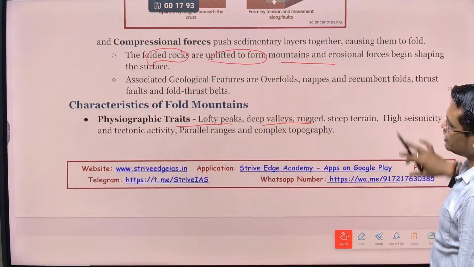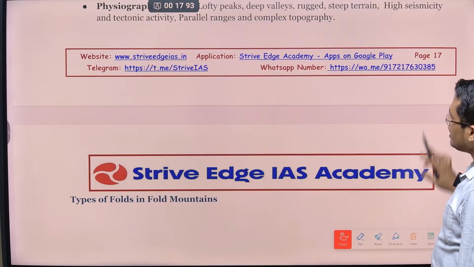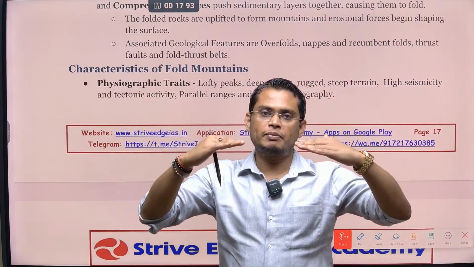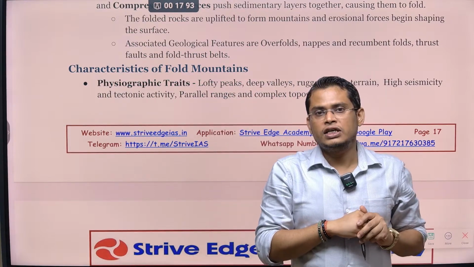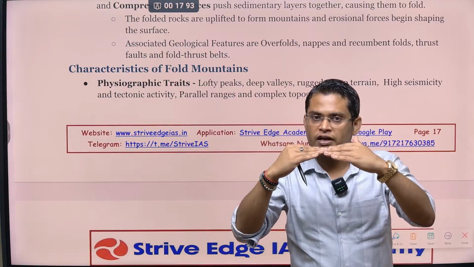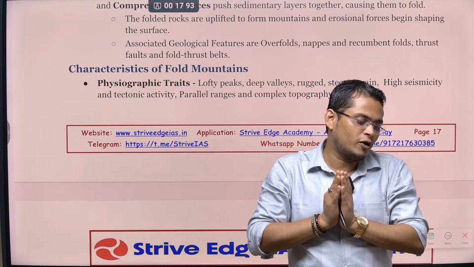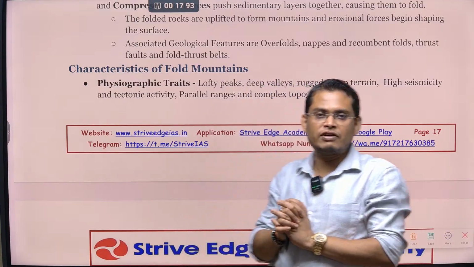Already we have discussed about the fold mountain. Fold mountains are found generally when two plates are converging. These lithospheric plates, I think I have already discussed. The earth's lithosphere is divided into multiple plates, and when these plates interact with one another and come together, converge, they rise to form fold mountain. A classic example of fold mountain is our Himalayas.